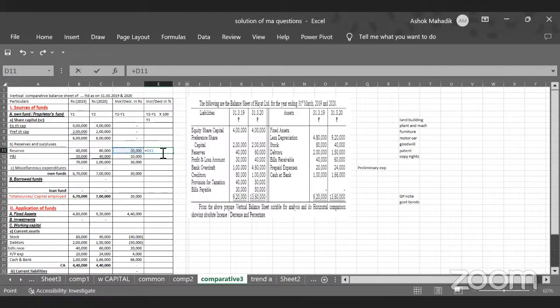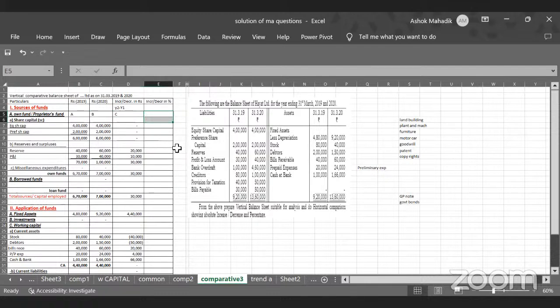Y2 minus y1. Or should I use ABC? That will be better. I'll write this one as A, this one as B, and this one as C. How we got C, you know, that is y2 minus y1. But now I'm naming them as ABC. That is better, otherwise you will get confused.